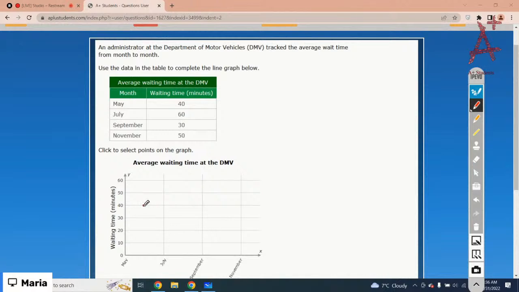So for May, it is 40. For July, it is 60. For September, it is 30. For November, it is 50. So the correct option is, okay, you have to draw it by yourself.